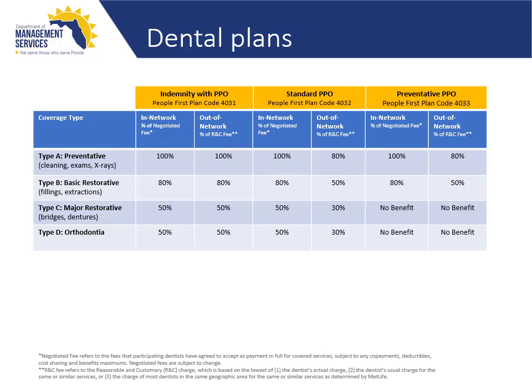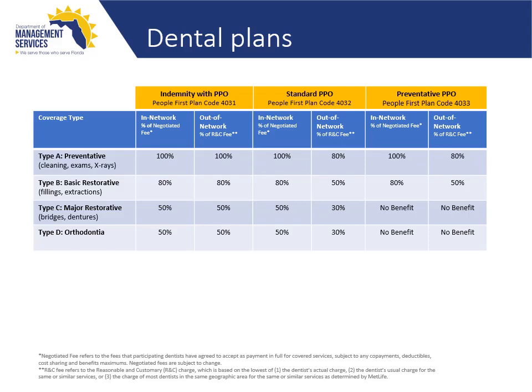For Type C services, also known as major services, indemnity with PPO plan and the standard PPO plan, for services such as bridge work and dentures, you pay 50% of the negotiated fee for going in-network, and the plan pays for the other 50%. Out-of-network indemnity with PPO plan pays 50%, and the standard PPO plan pays 30% of the scheduled amount, and your dentist will bill you for the rest. The deductible also applies to Type C services. The preventive PPO plan does not cover Type C services.